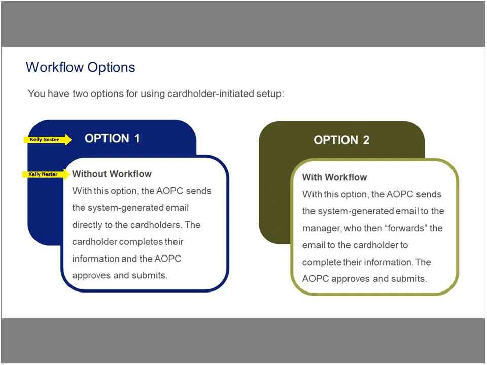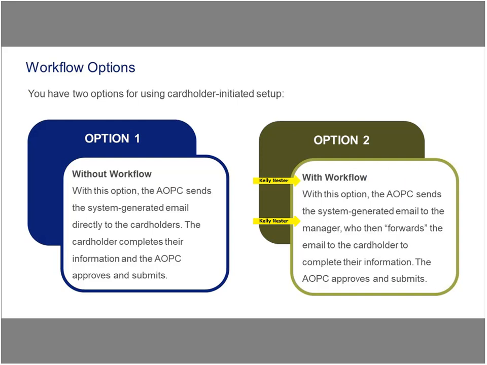This means that you as the program administrator could set up the request, and then the system would send an email to the cardholder to tell them that they need to fill out all of their demographic information, and then the request would come back to you once they've done their data entry, and then you would review it and submit it.